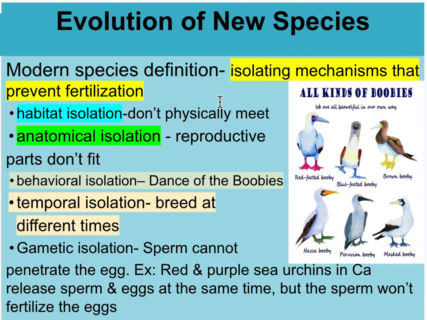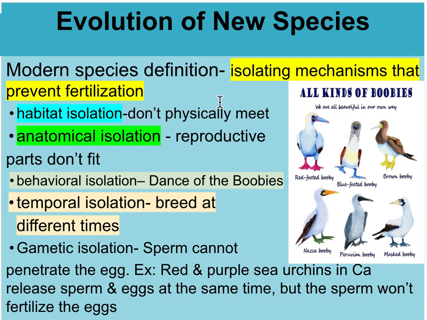So there are different mechanisms that stop two species from being able to breed with each other. One is habitat isolation, where the two physically don't meet, like the Philippines and Baja California. But then you can also have anatomical isolation, where the two birds might try to mate, but their parts don't fit together. And because their parts don't fit together, they can't actually have a baby.